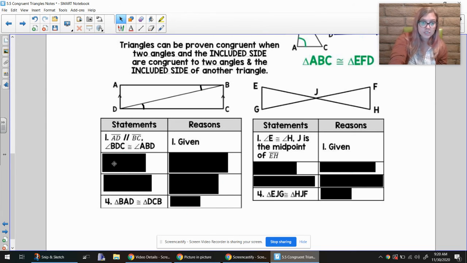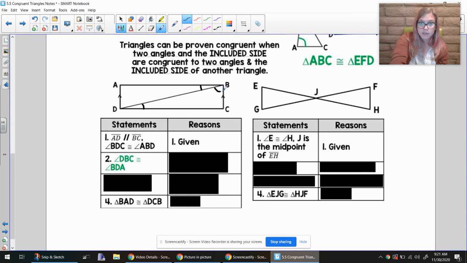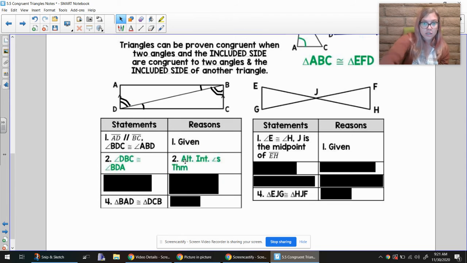Okay, so first up, we're going to say that angle DBC, which is this angle right here, is congruent to angle BDA because those angles are alternate interior angles. We have these two parallel lines and this transversal that goes through them. So these two angles are alternate interior and therefore congruent.